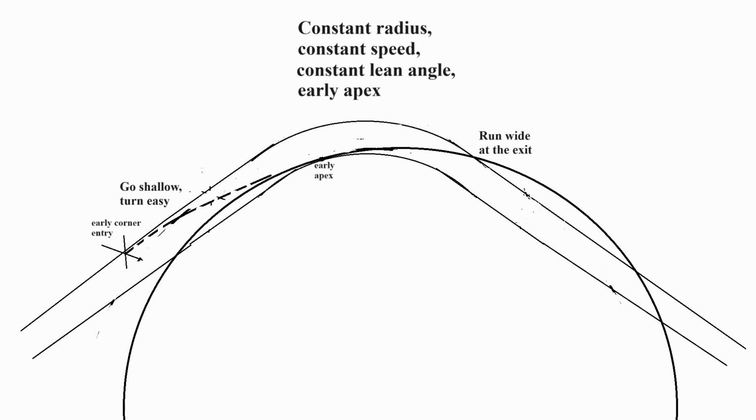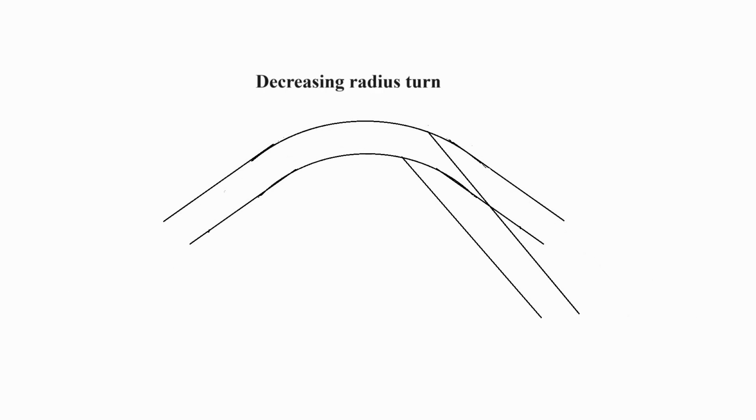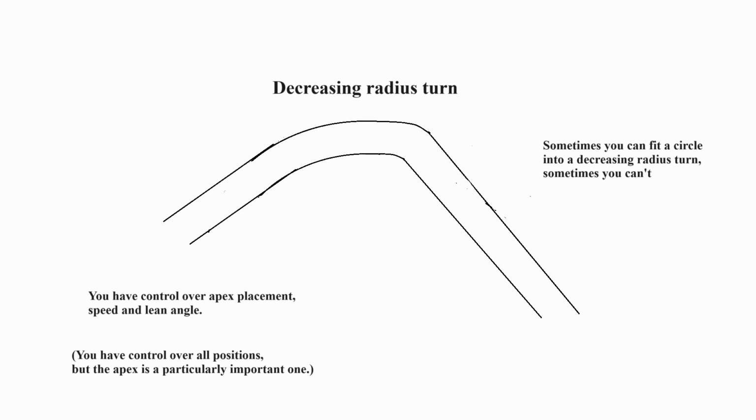If you are correcting your way through the corner, you are not cornering your plan. Of course, make corrections as necessary. Let's look at a decreasing radius turn.